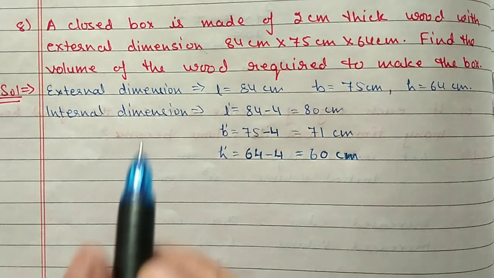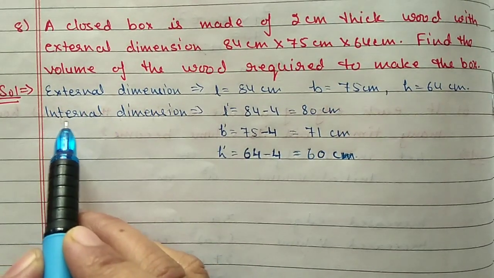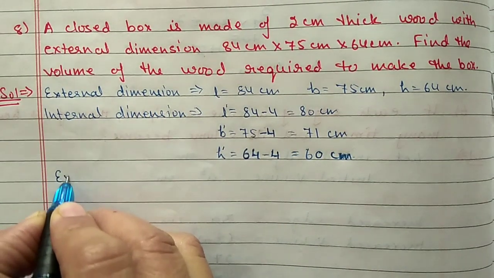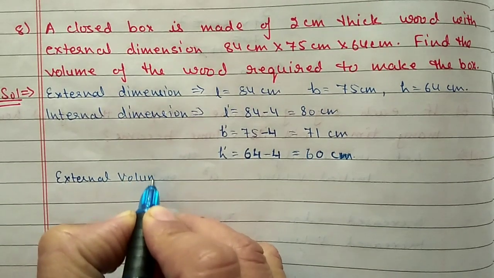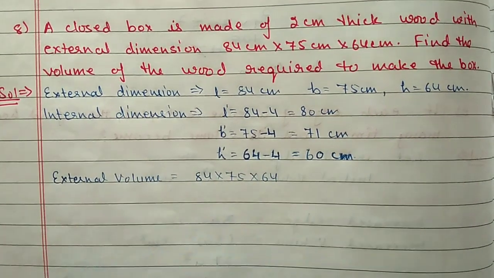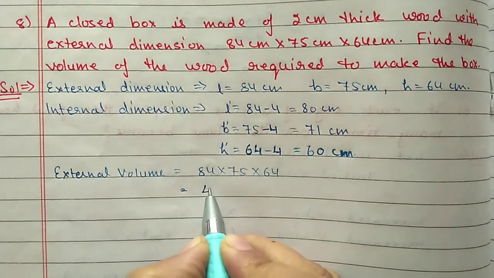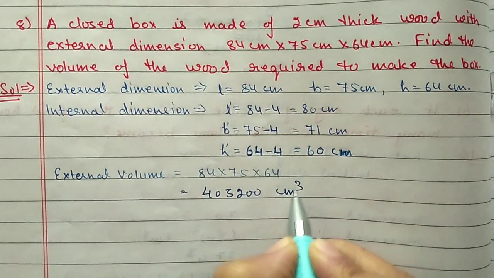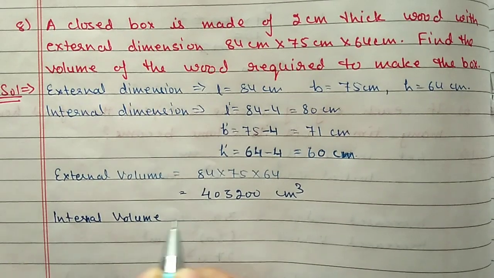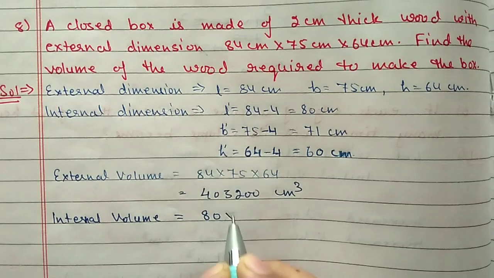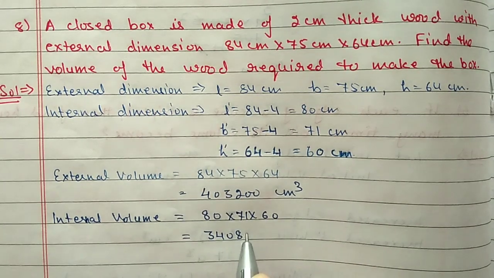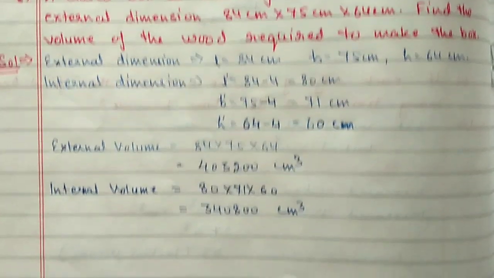To find out the volume of wood, first we need to find the external volume, and then from the external volume we will subtract the internal volume. Then we will get the volume of the wood. So external volume is equal to, taking the external dimensions, 84 into 75 into 64, which is equal to 403200 centimeter cube. Similarly, we will find the internal volume also. We will take the internal dimensions now, 80 into 71 into 60, which after multiplication we will get 340800 centimeter cube.